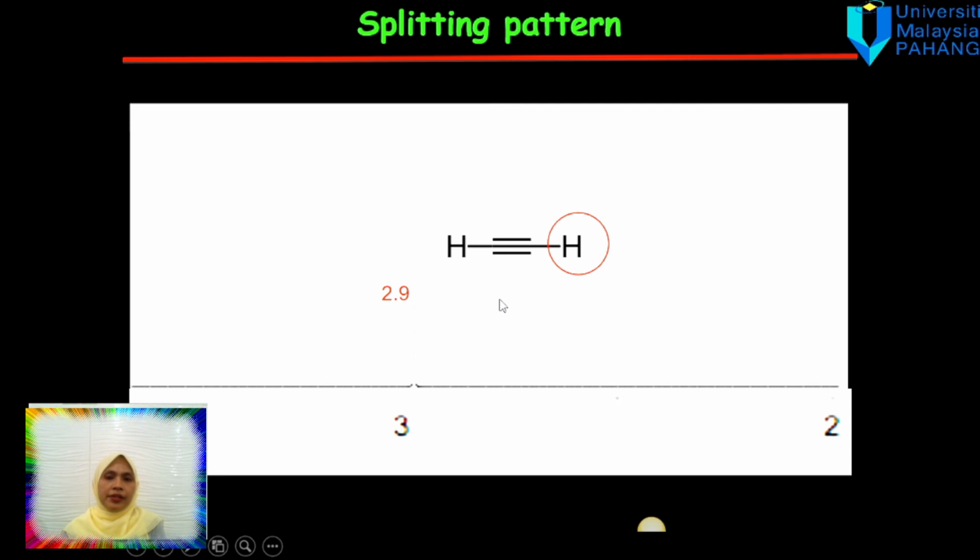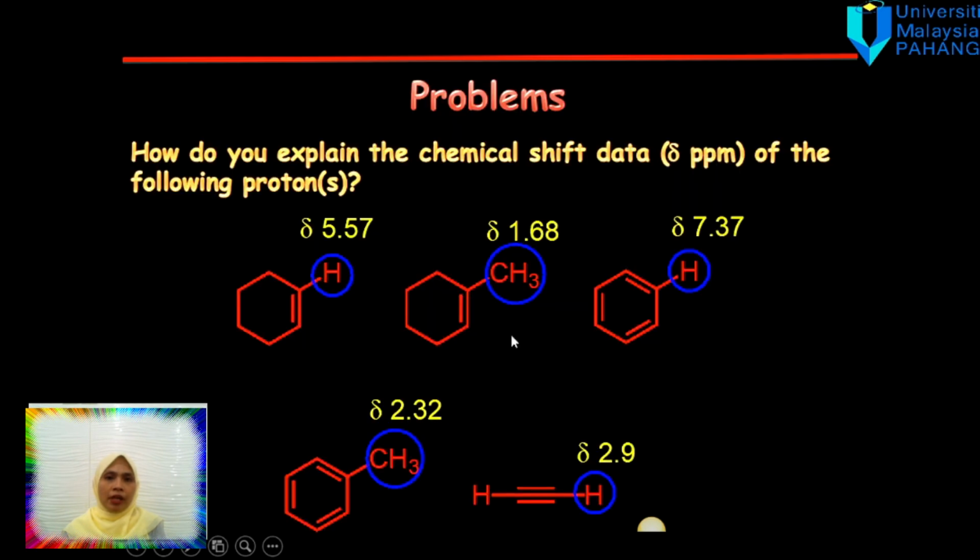This C triple bond C is considered as a bond string, so the H becomes more shielded because of the cloud of electrons here. The H becomes a shielded proton. That's why it appears in the upfield region of the chemical shift.